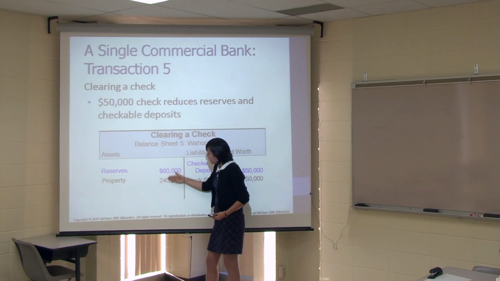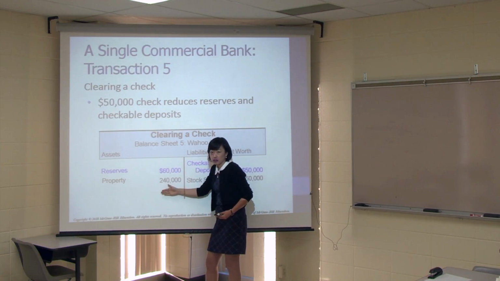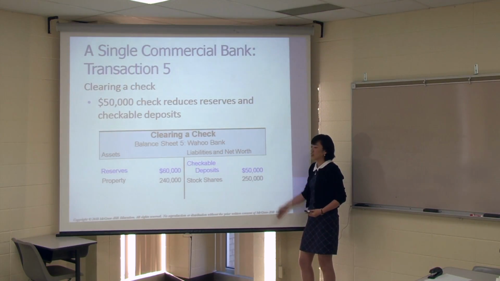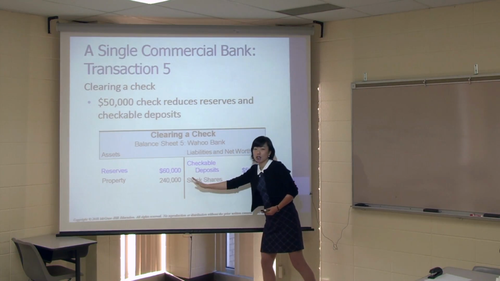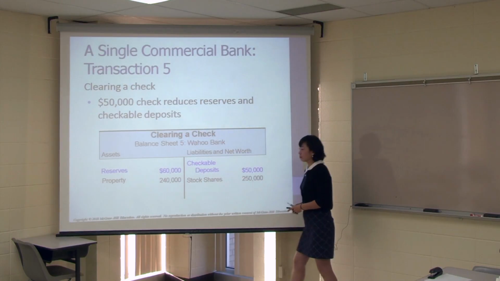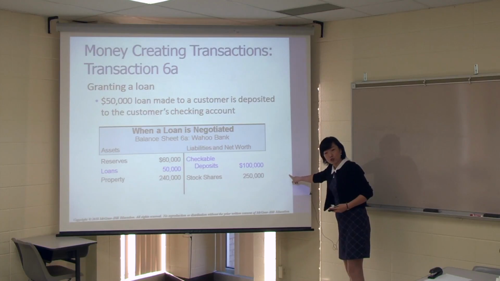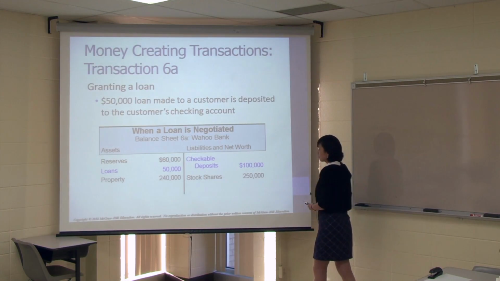Now you see, on the left side, we still have $300,000. On the right side, we have $300,000 as well. The balance sheet is still balanced. Now, here is the tricky part. We would like to make some loans.